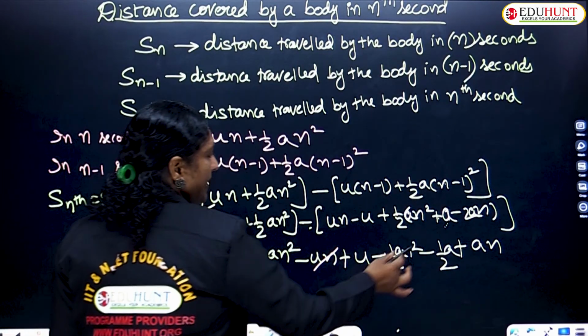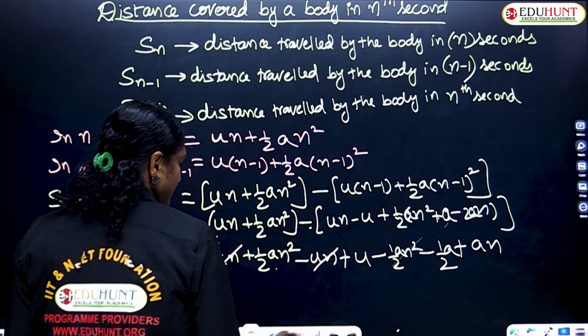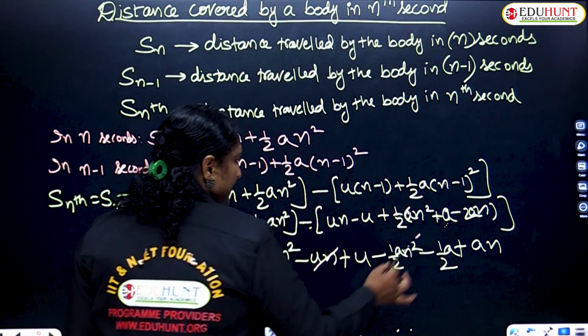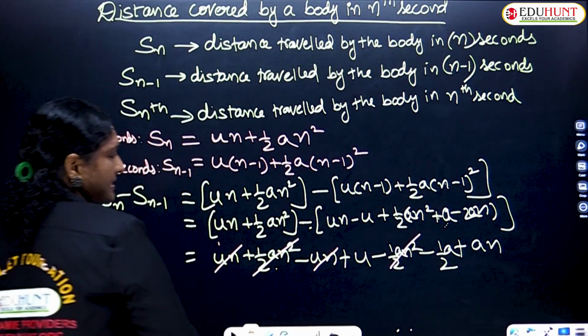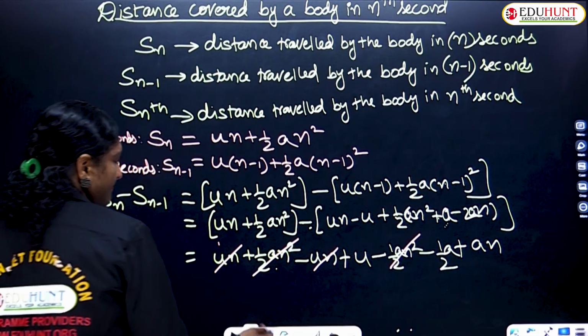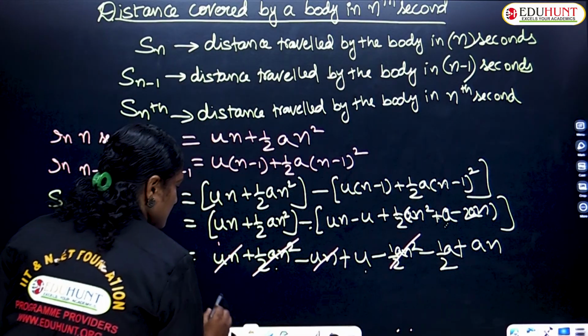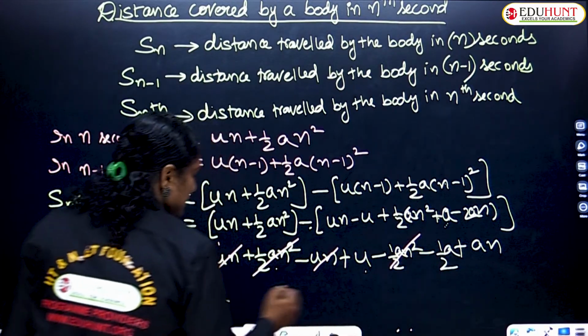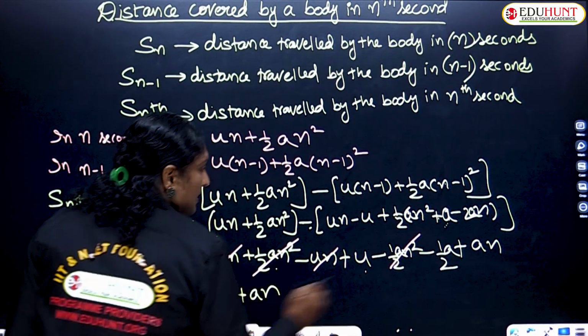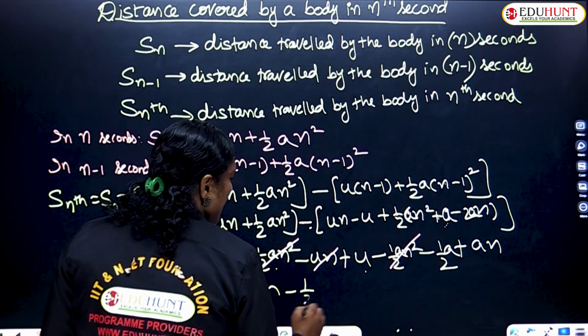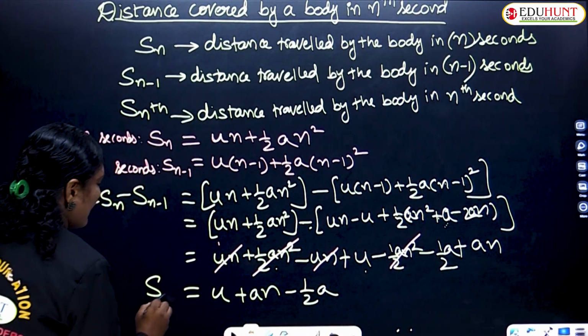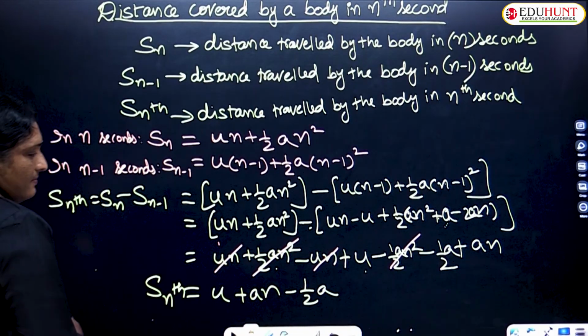Half a n square minus half a n square cancelled, plus minus half a n square plus half a n square. Then what is the leftover, children? What is the term that is being left over? It equals u, this is plus a n, and this is minus half a, is the value of Sn.